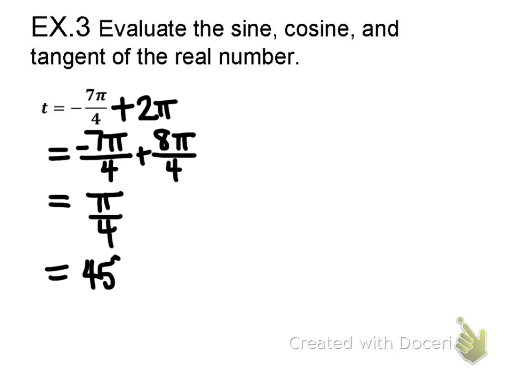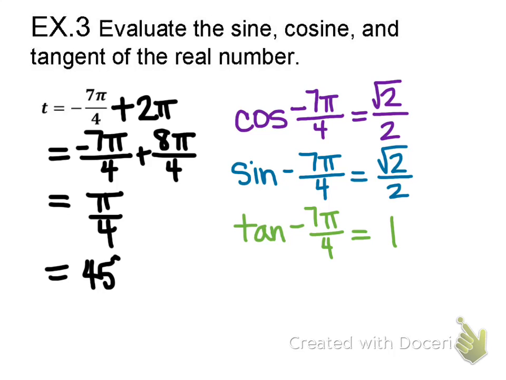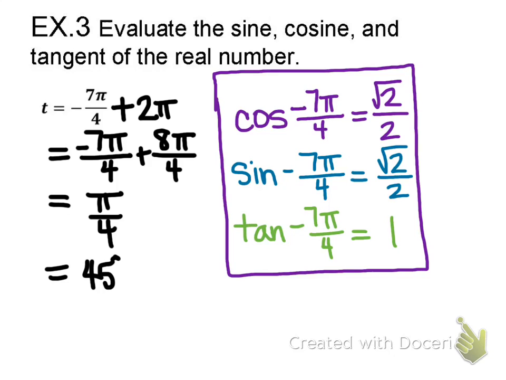So either way you want to look at it, pi over 4 or 45 degrees, we're supposed to find the sine, cosine, and tangent. So we have those values on our unit circle. The cosine of negative 7 pi over 4 is going to be square root of 2 over 2. The sine of negative 7 pi over 4 is going to be equal to square root of 2 over 2. And then the tangent of negative 7 pi over 4 is equal to 1. So it's a matter of finding an angle that it is equivalent to on the unit circle that we already know. So this time it just wanted to know sine, cosine, and tangent.